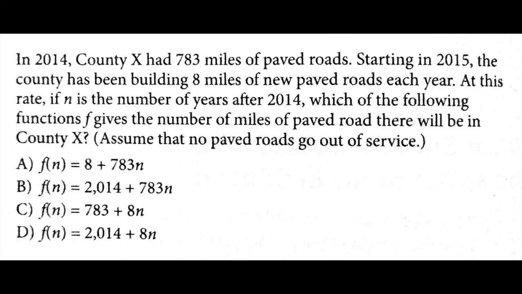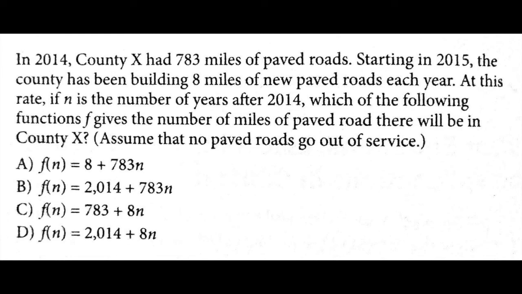Now, let's look at a sample question from the test. This question gives you a real-life situation, the number of miles of paved road in a county, and asks you to form an equation representing it. Take a look at the answer choices, and you'll see that they are all linear equations. The difference between these choices lies in the slope and y-intercept of the equations.